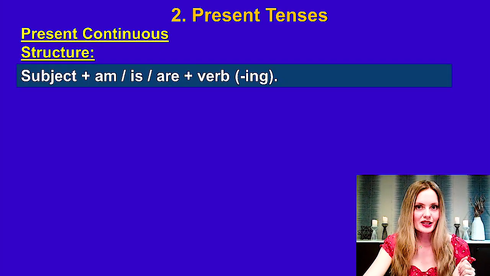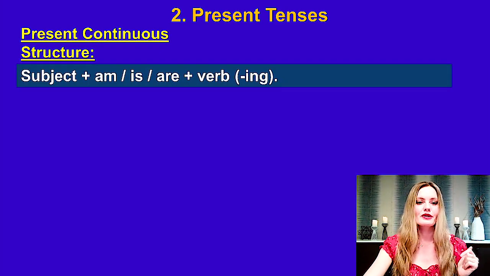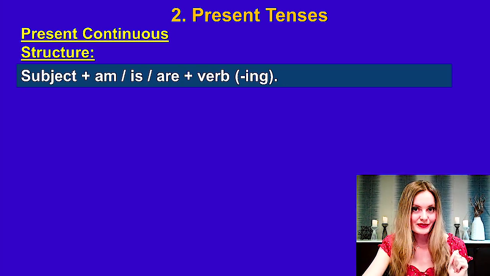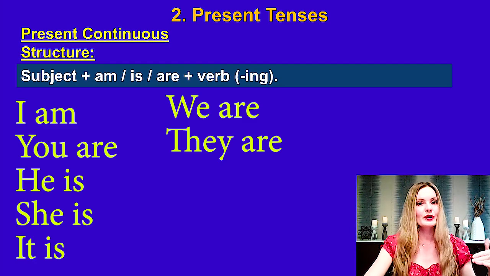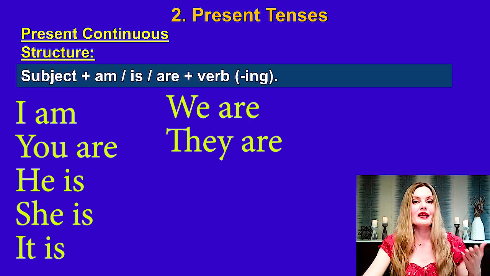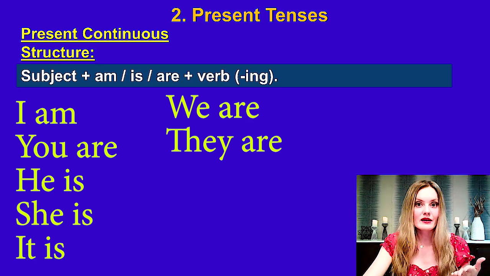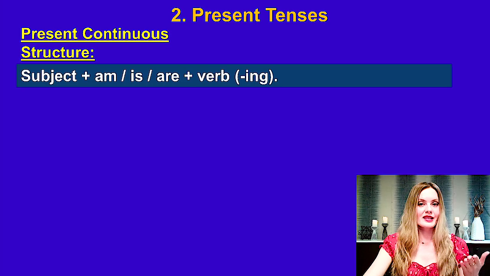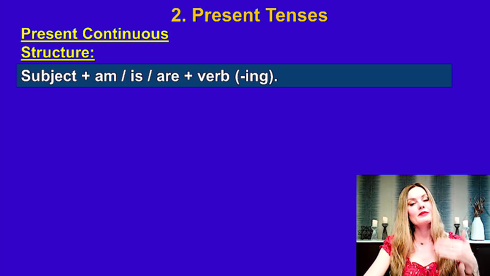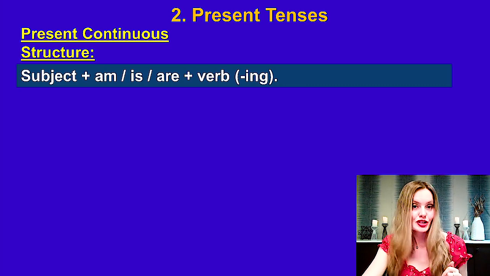First, we have a subject plus the form of the verb to be (am, is, are) in present tense, plus verb with -ing. So we know that we use "I" with am; "he, she, it" with is; and "you, we, they" are used with are. So the structure looks like this: subject plus am or is or are plus verb with ending -ing.